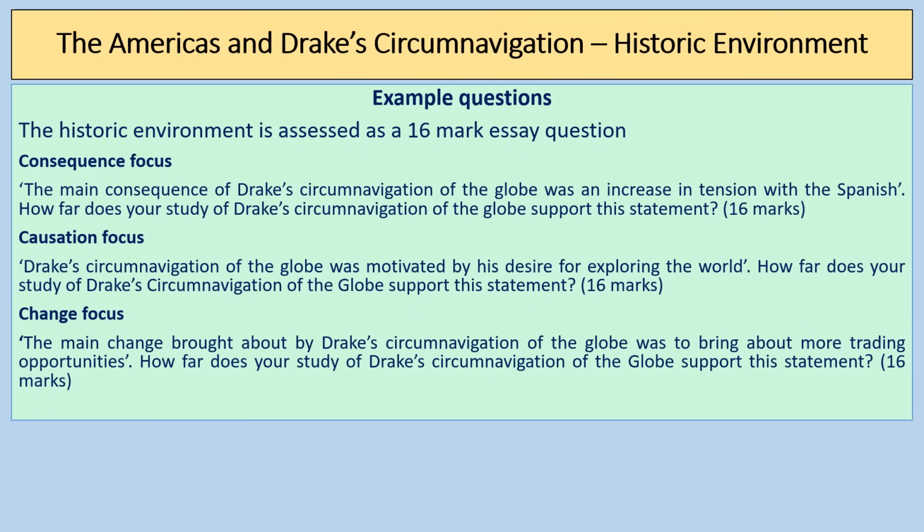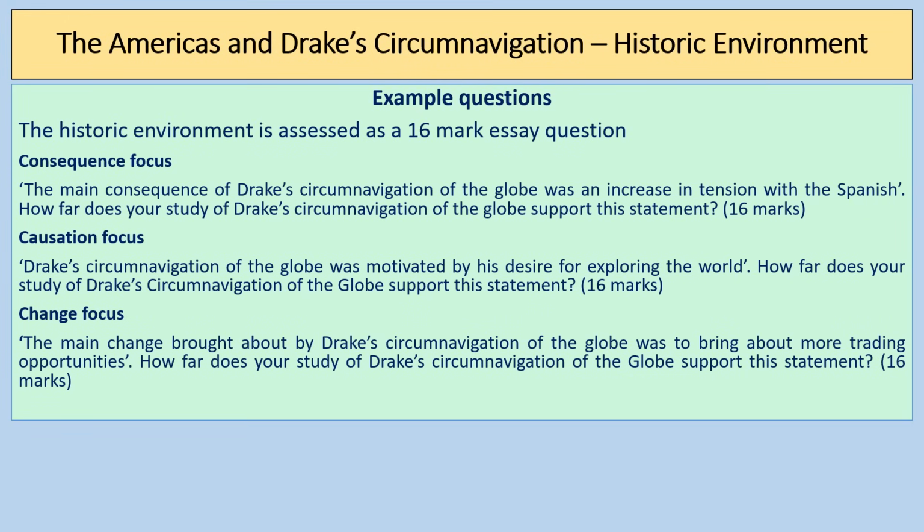Here are some example questions around those particular focuses. So we're actually going to look at the consequence question in detail today, but a type of question that you could get might be: the main consequence of Drake's circumnavigation of the globe was an increase in tension with the Spanish. How far does your study of Drake's circumnavigation of the globe support this statement? And that would be worth 16 marks.